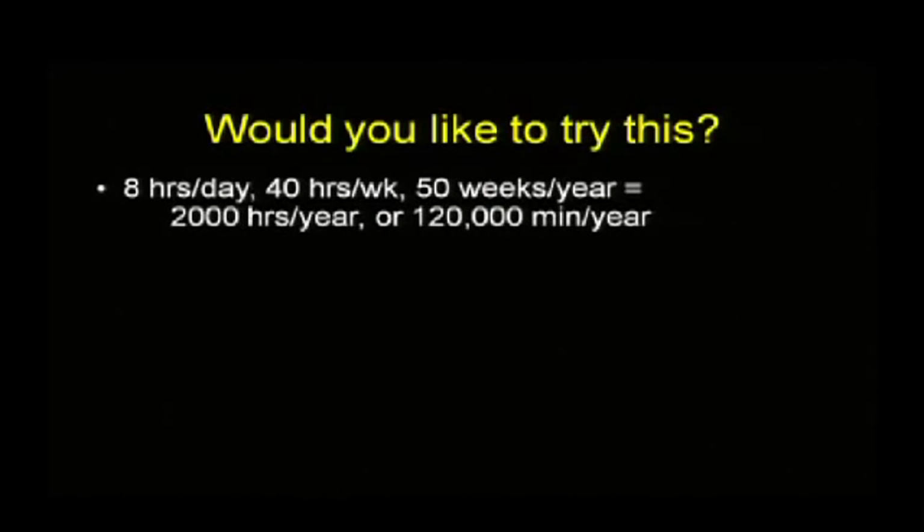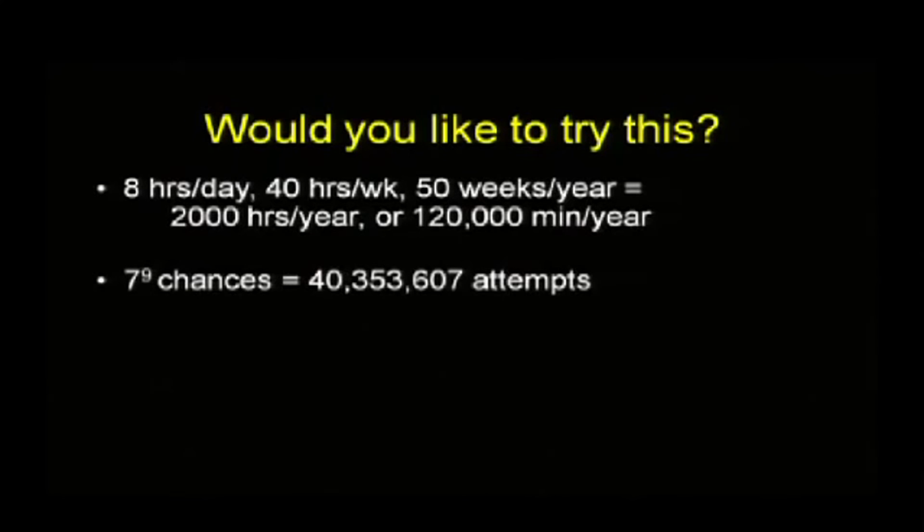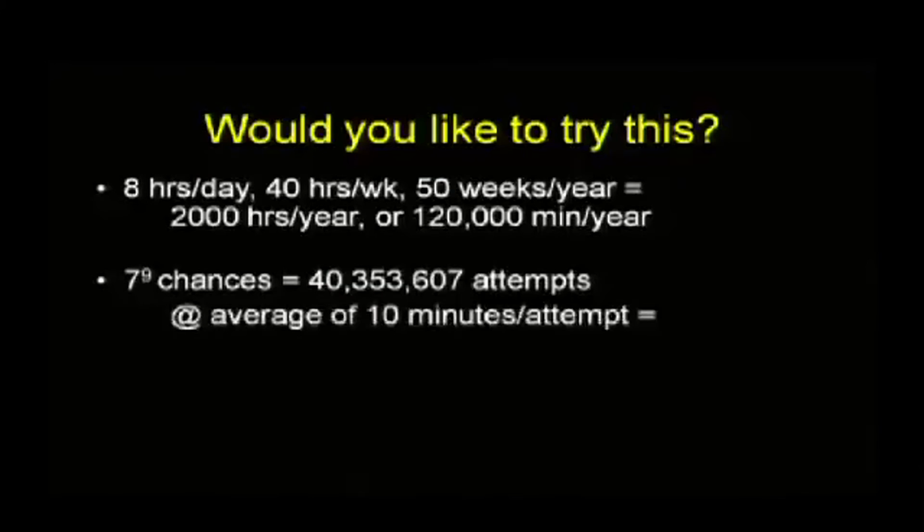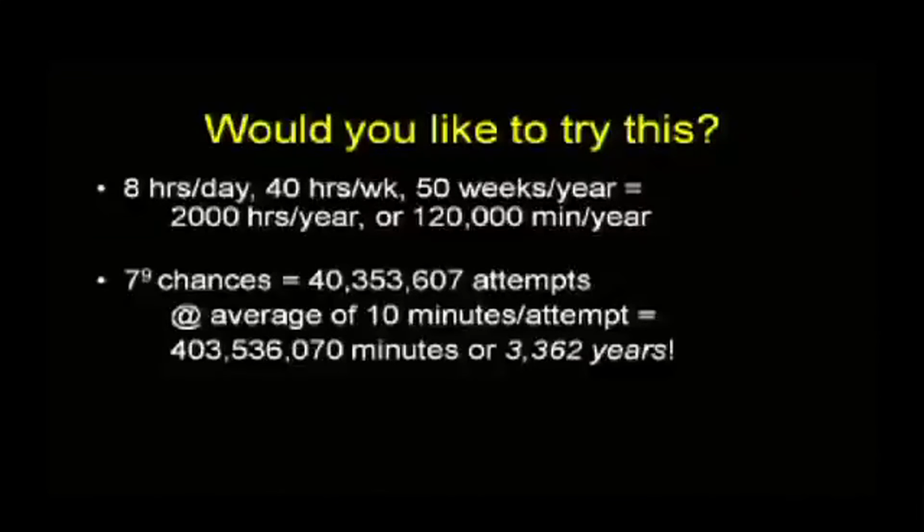And so, if you'd like to try this, let's assume you say, well, I can try to do that. If I worked 8 hours a day, 40 hours a week, 50 weeks a year, that's 2,000 man-hours a year in effect, and 7 to 9 chances means I've got to have 40 million attempts to try to get it by randomness. If it takes 10 minutes at a time to write one of these genealogies, then that would take 400 million minutes, or over 3,000 years.